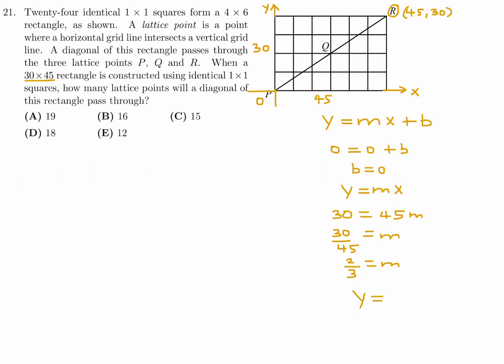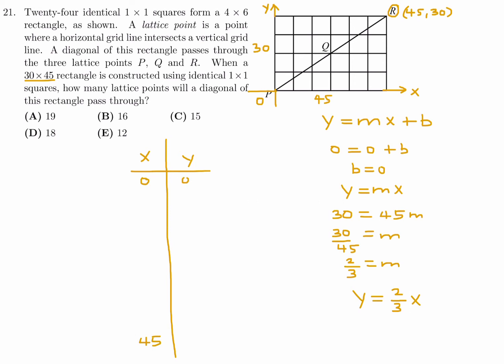So our equation of that line is y is equal to 2/3 x. All right. So now we have to figure out how many lattice points we have. If you made a table of x and y, and we are going basically from 0 all the way to 45, how many times will we get integer coordinates?